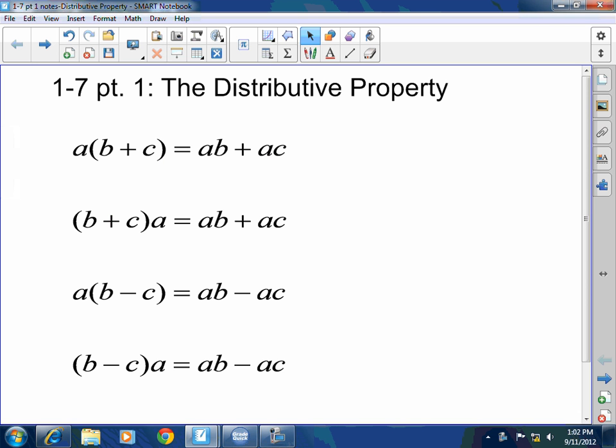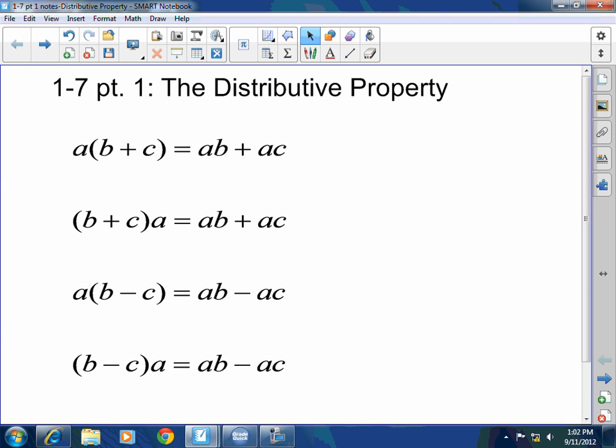Today we're going to be talking about 1-7 part 1, the distributive property. We already had a little taste of what the distributive property was the day that we were learning about the commutative property, the associative property, the multiplicative inverse property, and the identity property. We mentioned the distributive and I said we'd be coming back to it, and here we go, we're back to it. The distributive property is very simple, okay?